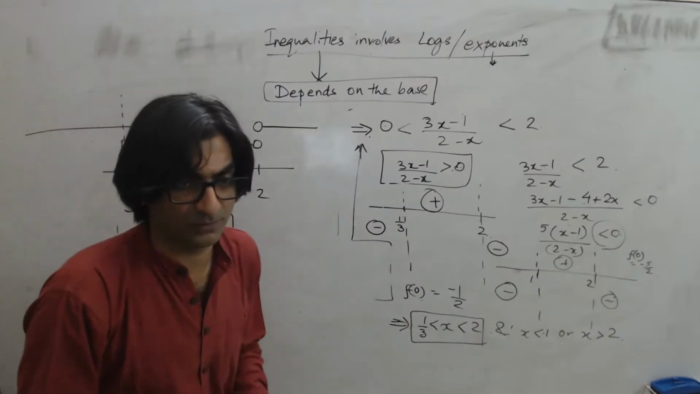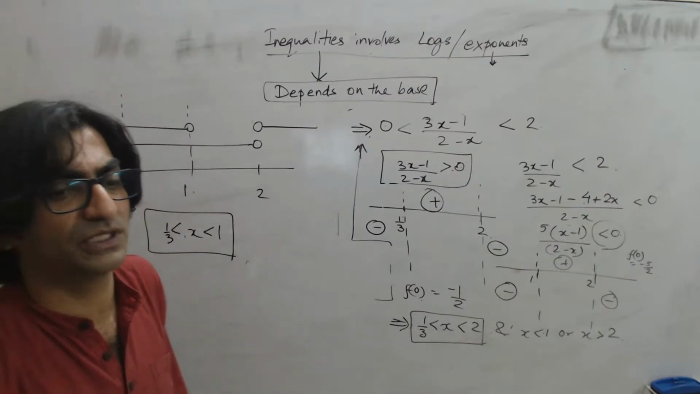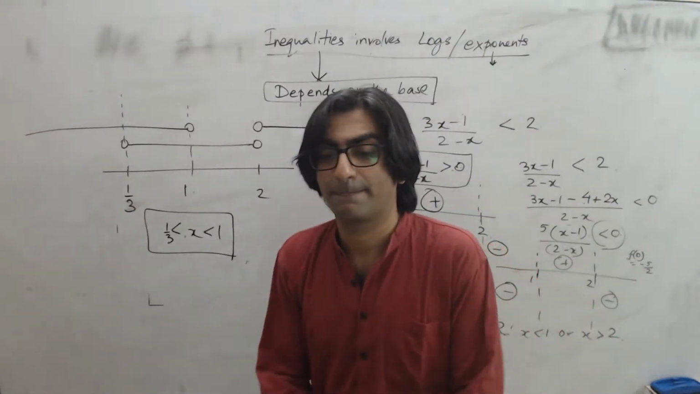So, answer is option A. Question number 45, the answer is option A: x lies between 1 by 3 and 1.